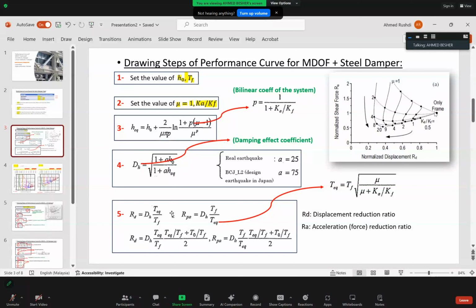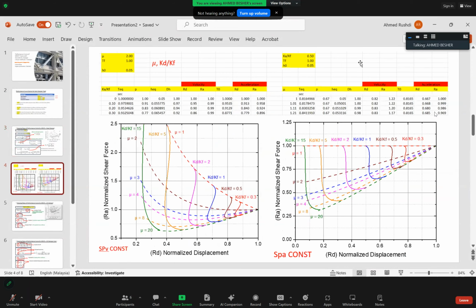The first two equations apply if the velocity response is constant. The second two equations apply if the acceleration response is constant. I followed this procedure and developed an Excel file to plot the performance curve. This is for the steel damper.